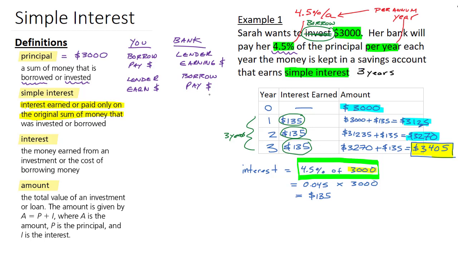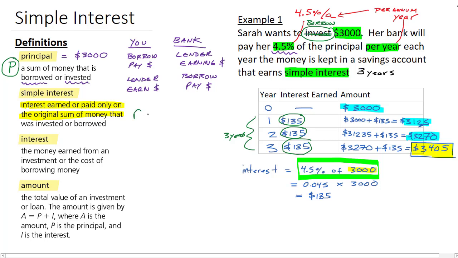Now, what they like to do here is they like to use P for principal. I'm going to put a P here. So these are the symbols they like to use. P for principal. For the interest rate that you earn, so for the rate, which would be the 4.5%, they like to use R.